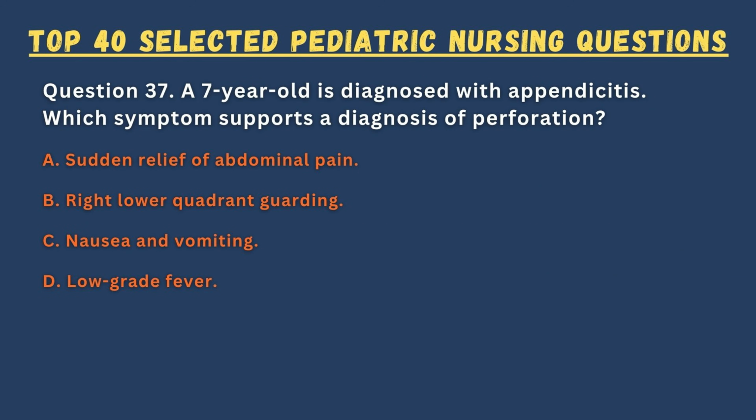Question 37. A 7-year-old is diagnosed with appendicitis. Which symptom supports a diagnosis of perforation? A. Sudden relief of abdominal pain. B. Right lower quadrant guarding. C. Nausea and vomiting. D. Low-grade fever.